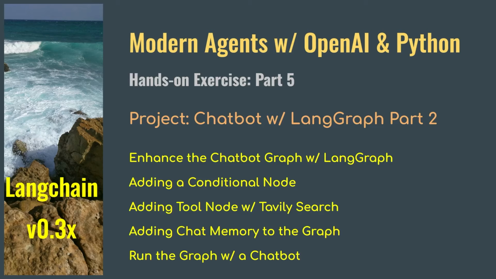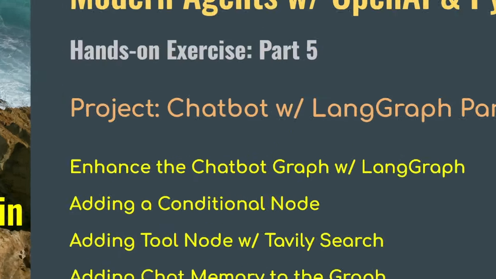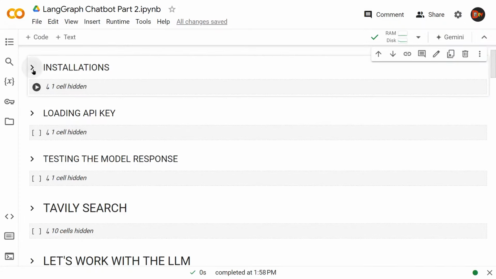In this video, we take the chatbot graph we built in the last video and enhance it by adding a conditional node, a Tavily search-based tool node, and of course, what is a chatbot without memory, right? So yes, we add chat memory to our graph with SQLite Saver and Memory Saver from Langchain. Finally, we test the whole thing by running the chatbot graph. Now let's get started. All right, so let's focus on installation here.